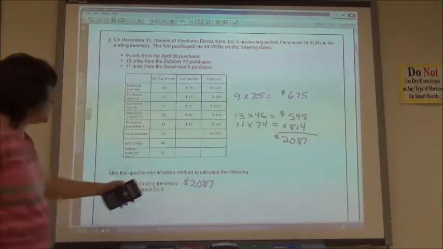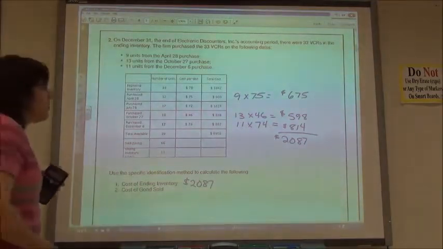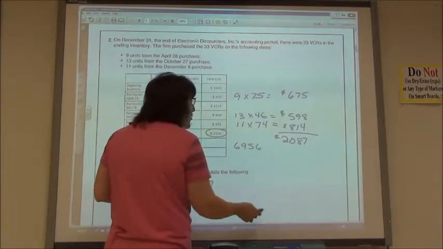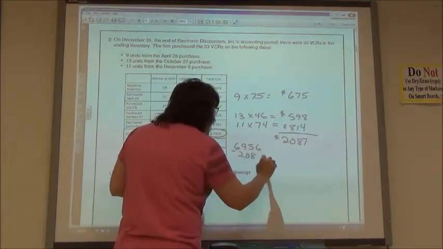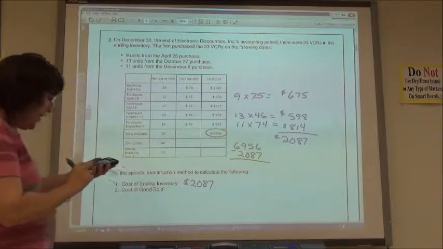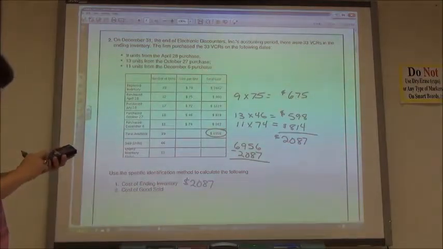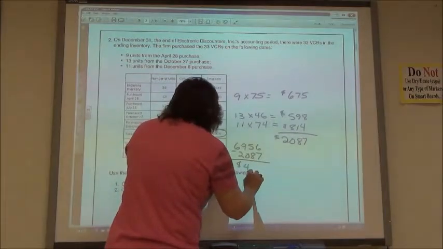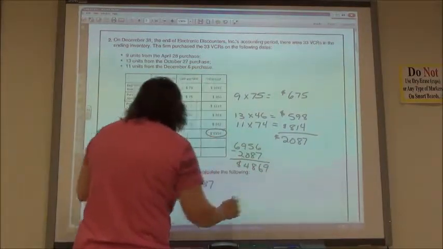Then it wants to know what is the cost of the goods sold. So I had a total cost of $6,956. I have $2,087 left in my inventory. So if I subtract those numbers, that means the total cost of what I sold was $4,869.